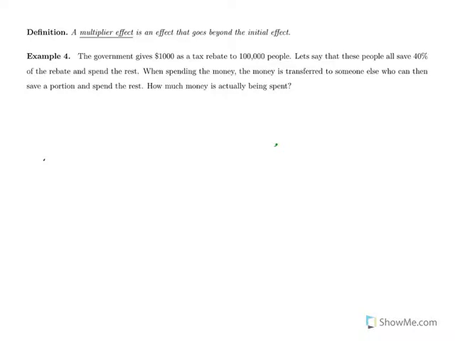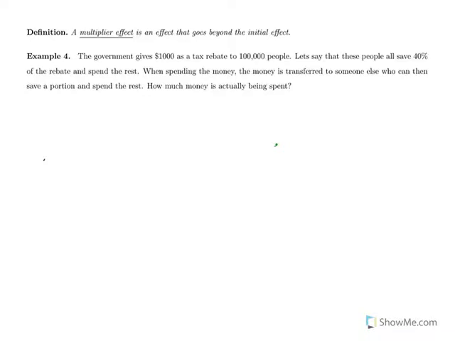It's not necessarily when you do your taxes. It's just given at a certain point. You can think about this as similar to the pandemic relief stipends in some way. It's just money that the government is giving to people for some reason or another. So what happens here is that the government gives $1,000 to 100,000 people, and these people are all going to save 40% of that rebate, and they're going to spend the rest.